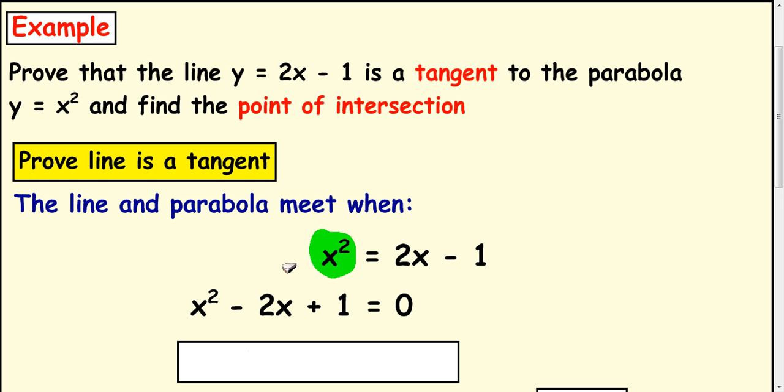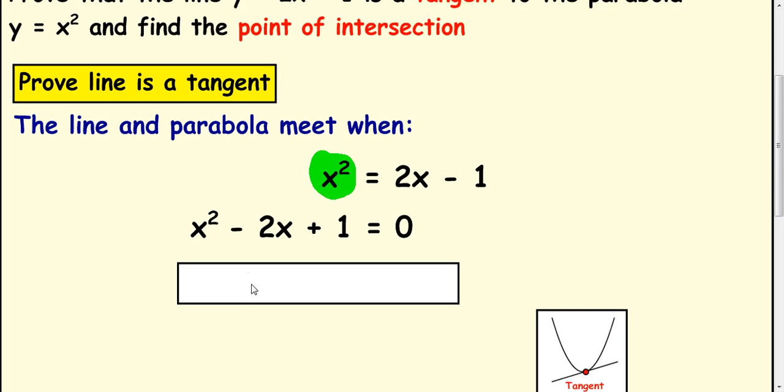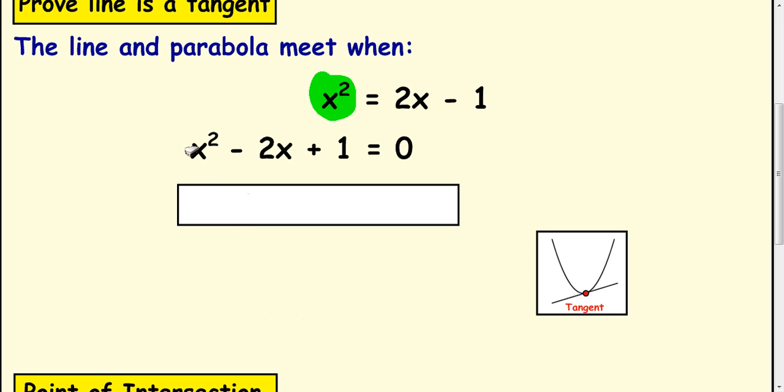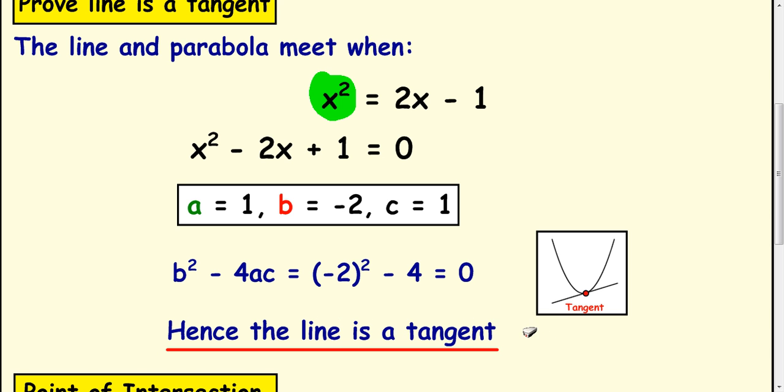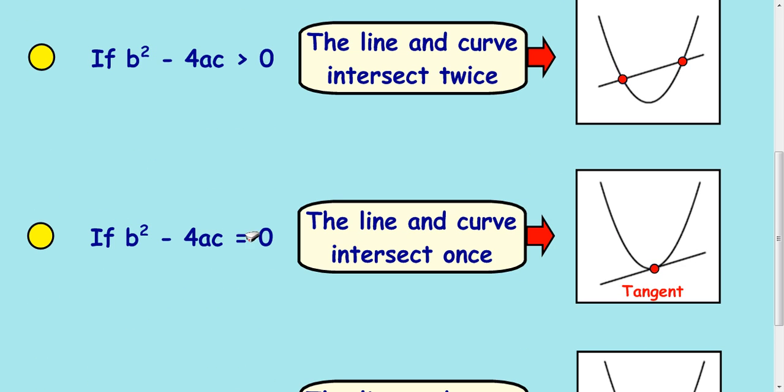So we're trying to prove the line's a tangent, so we use the discriminant here. a is 1, negative 2 is b, and c is 1. So b squared minus 4ac equals negative 2 squared, take away 4 times 1 times 1, and that comes to 0. Negative 2 squared is 4, take away 4 and you get 0. Hence the line's a tangent. So from the previous screen, when b squared minus 4ac equals 0, the parabola and the line meet at one point and one point only.